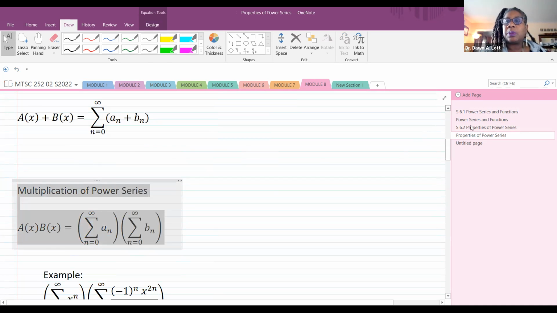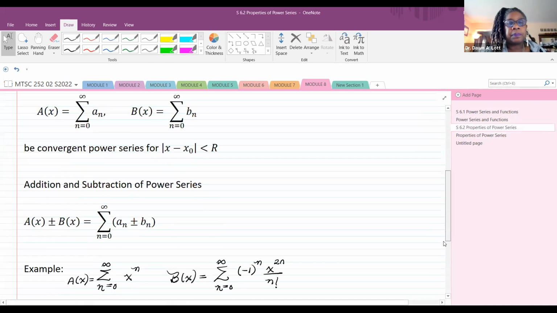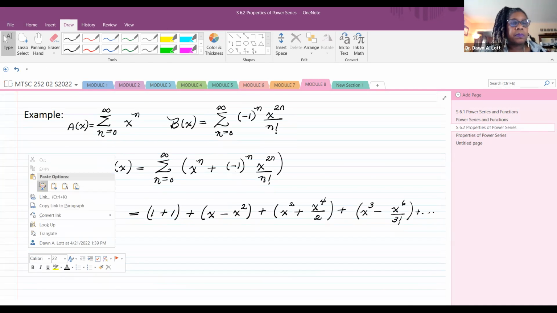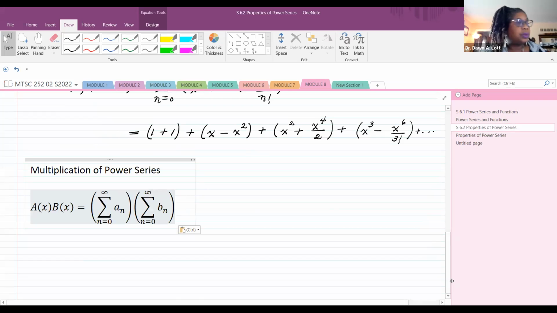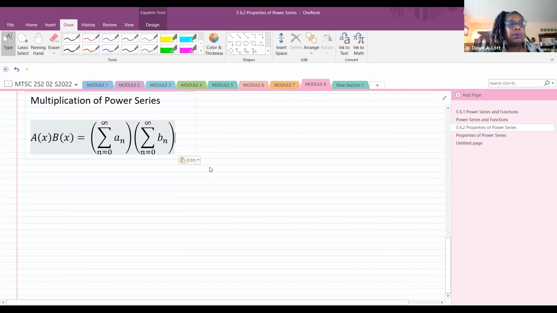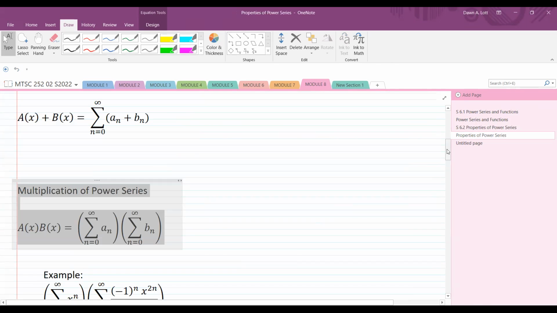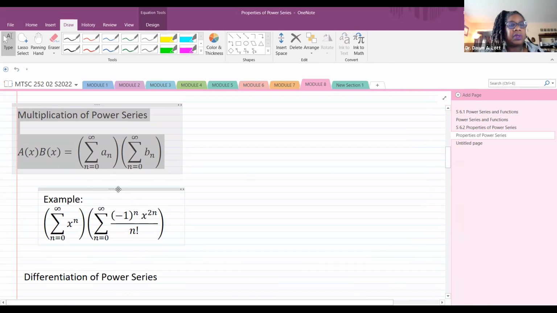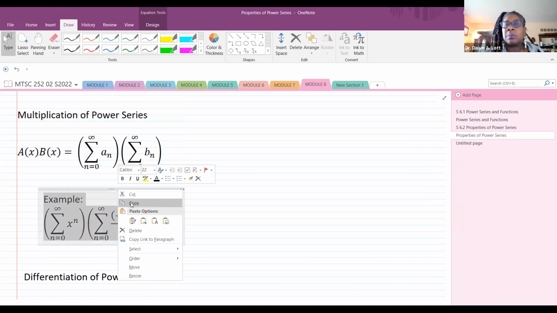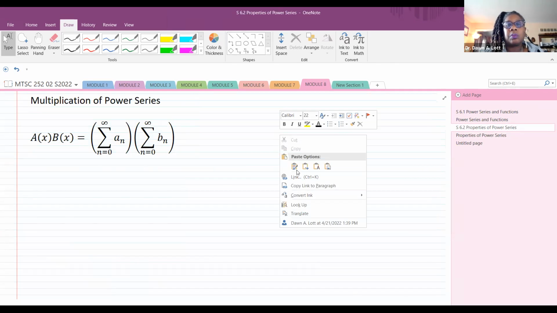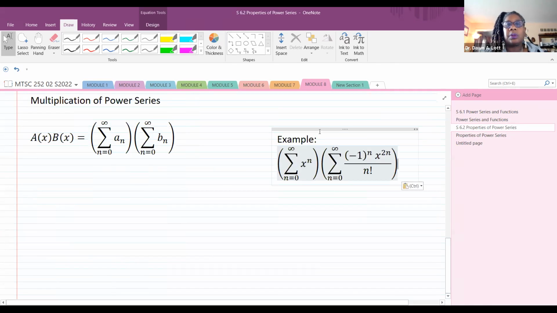Let's do multiplication of power series. Now I'm actually going to use those same power series I just used. So if I want to multiply these two power series, I have that same thing. So I'm going to do the example on this one.